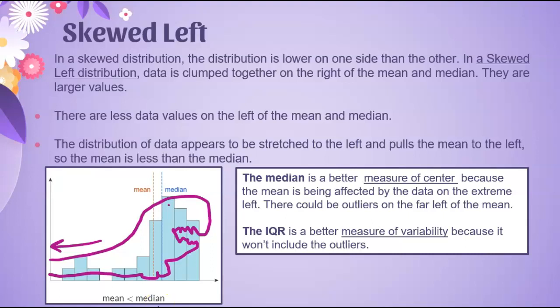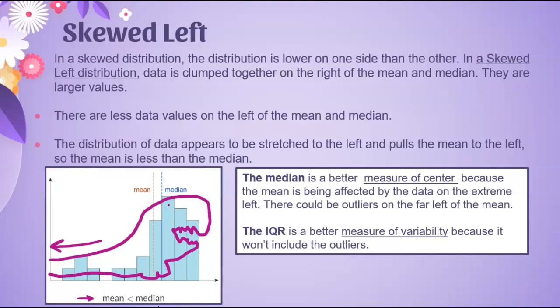This distribution, when everything's skewed to the left, the mean will be less than the median. Down here it says the mean is less than the median because there are probably some outliers over here that are pulling that average away from the middle of the data values. So in a skewed left situation, or really in any skewed graph, the median is going to be a better measure of center, and the interquartile range is going to be a better measure of variability.